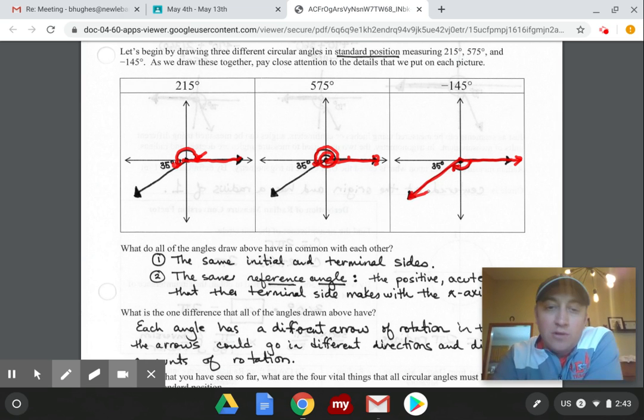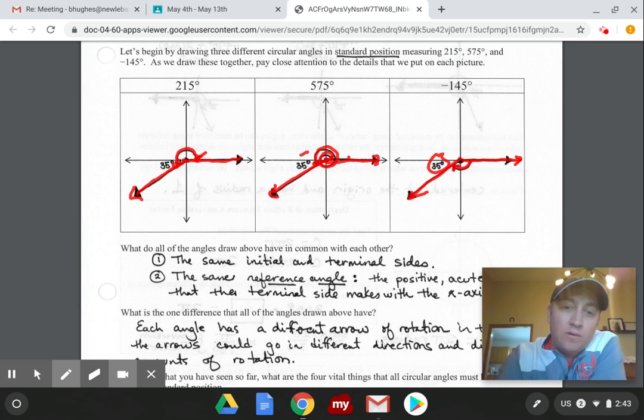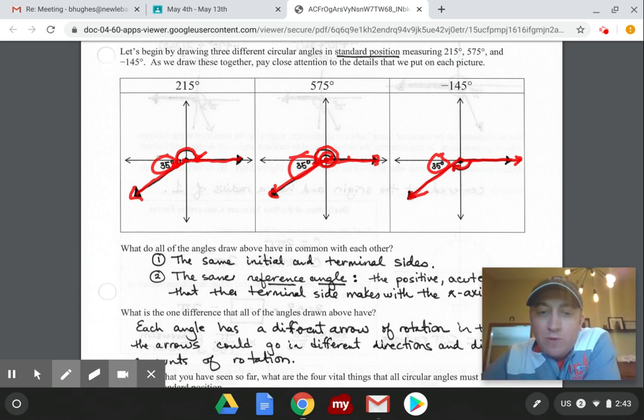145 degrees. So notice there, all three of those angles have the same initial side and the same terminal side, which means that's where they stop. The other thing that they have in common is they have the same reference angle. So the reference angle in all of those is 35 degrees. It's important to know the reference angle is always going to be the angle that gets you from your terminal side back to the x-axis.